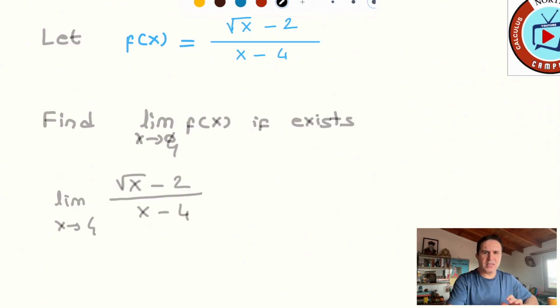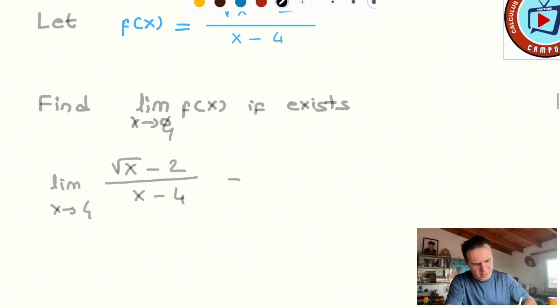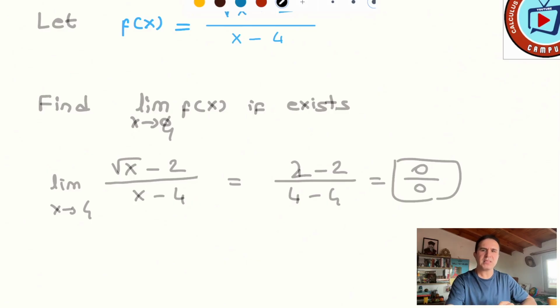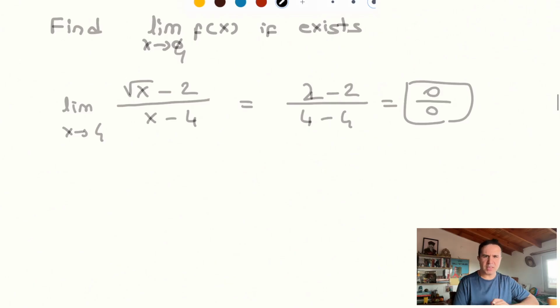Firstly, I try direct substitution here, and we get square root of 4 minus 2 divided by 4 minus 4, and square root of 4 is equal to 2. Then this will give us 0 divided by 0. Direct substitution gives us an indeterminate form. Since direct substitution gives 0 divided by 0, we can't evaluate the limit yet. We should first simplify the expression to remove the indeterminate form.